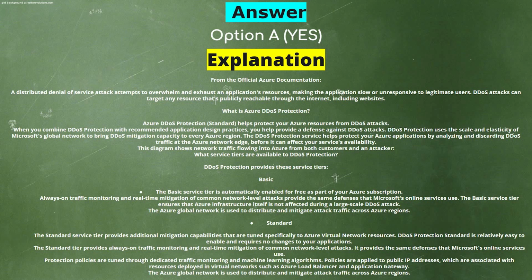Protection policies are tuned through dedicated traffic monitoring and machine learning algorithms. Policies are applied to public IP addresses, which are associated with resources deployed in virtual networks, such as Azure Load Balancer and Application Gateway. The Azure Global Network is used to distribute and mitigate attack traffic across Azure regions.